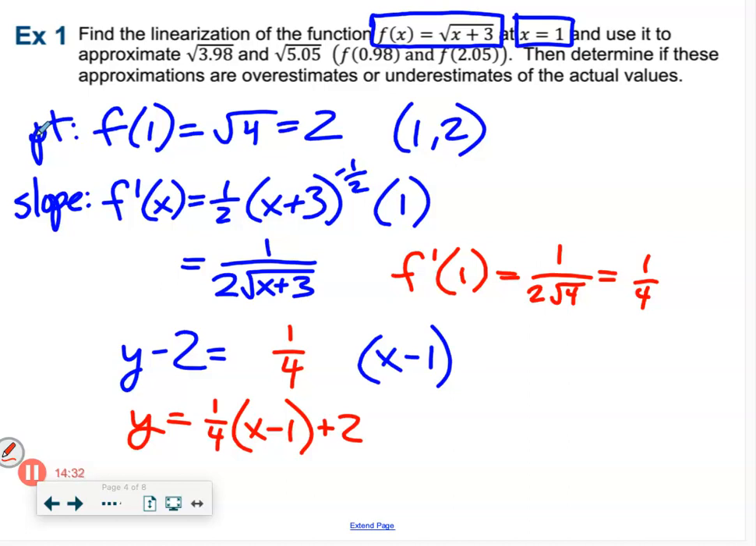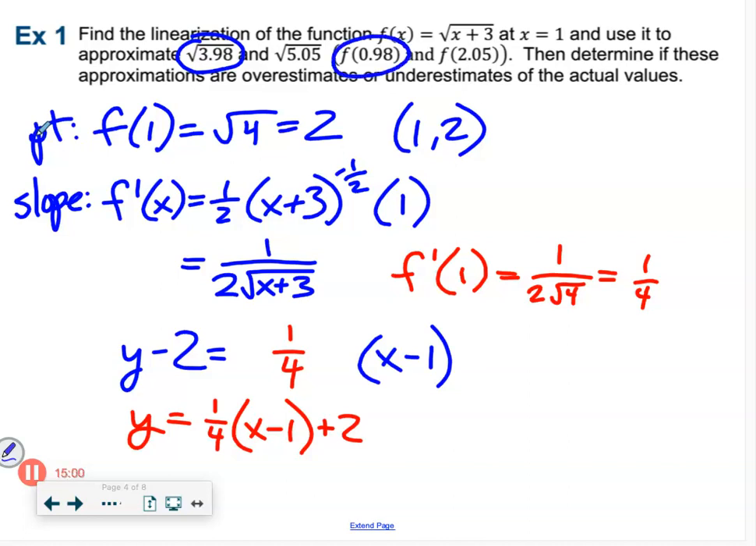All right, so any questions on tangent line? That's all old review, right? Okay, so what makes this new is we're going to use the tangent line to approximate function values. Now here's where the book and the College Board differ. The book is saying use it to approximate the square root of 3.98, whereas the College Board will say use it to approximate f of 0.98.